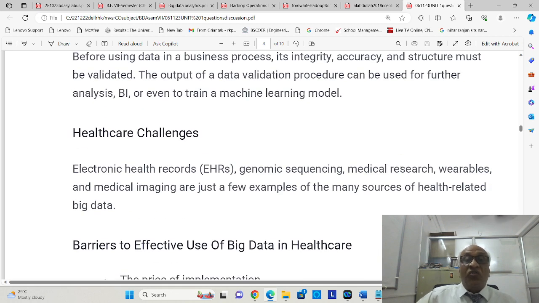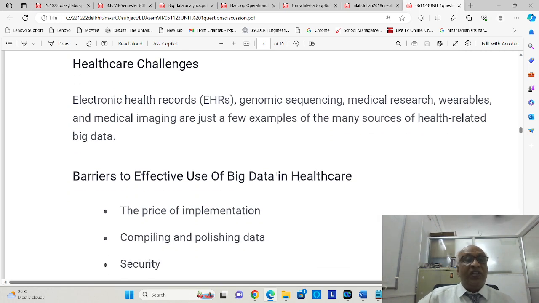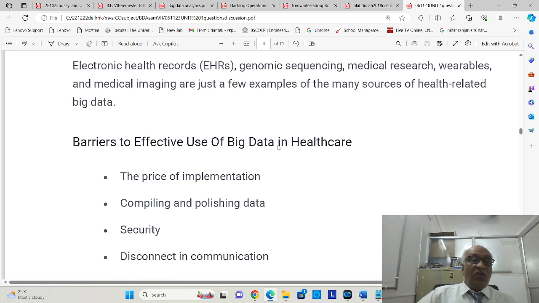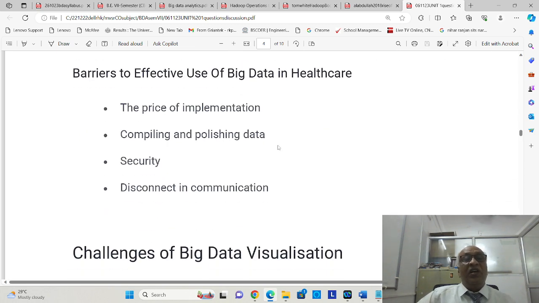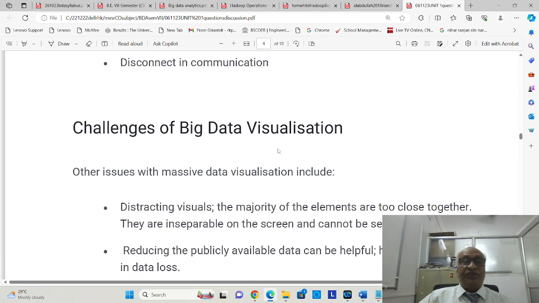Healthcare challenges are also there. For example, in medical records, you have multiple sources of healthcare big data. Now, what are the challenges of using big data in healthcare? Price, security, and disconnect in communication.